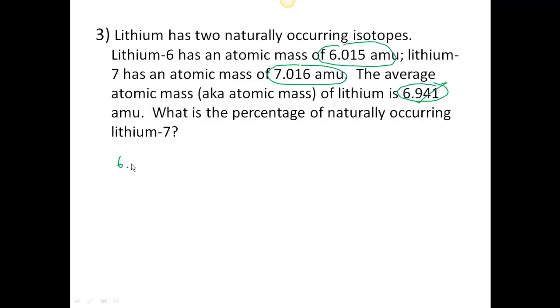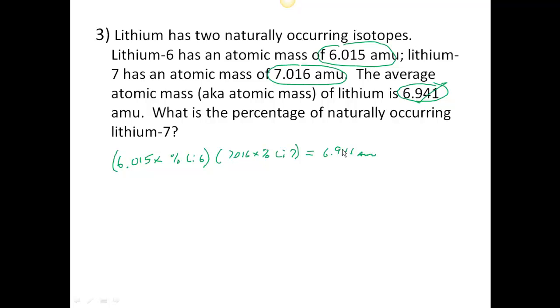We have our first mass, which is 6.015, and I'm going to multiply that by the percent of lithium-6. And I'm going to add that to 7.016 times my percent of lithium-7. And that entire thing is going to give me 6.941 atomic mass units.